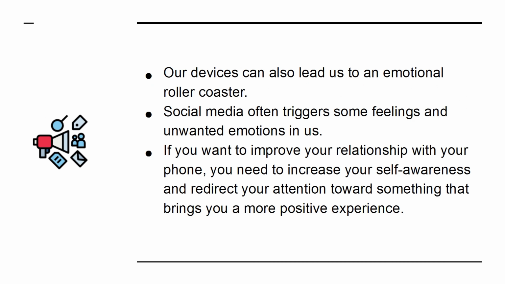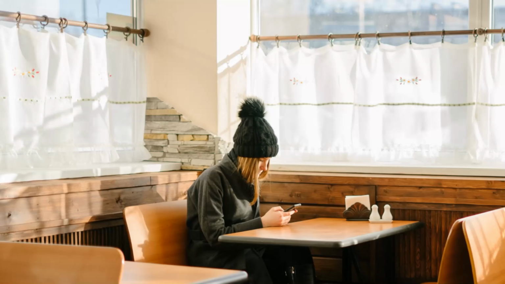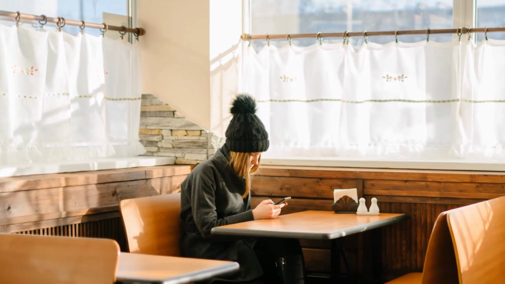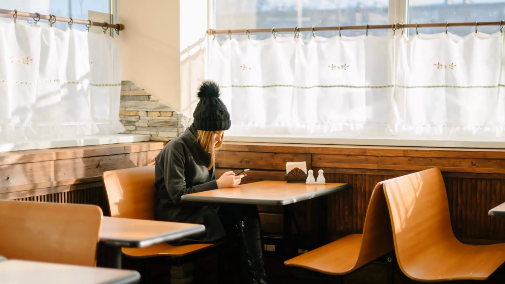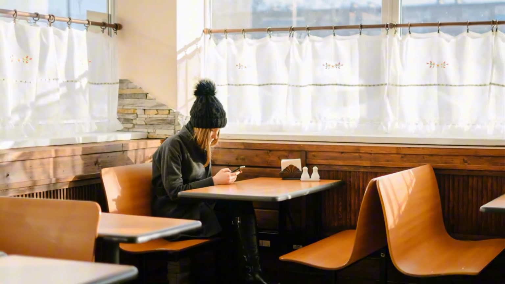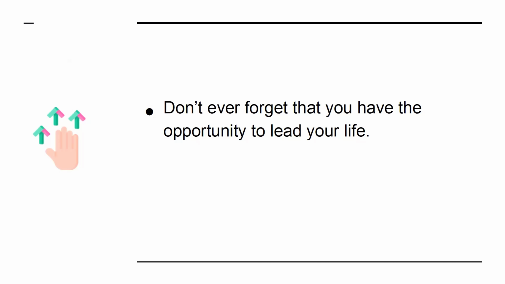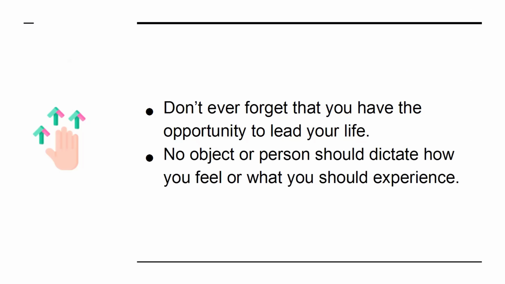If you want to improve your relationship with your phone, you need to increase your self-awareness and redirect your attention towards something that brings you a more positive experience. A great way to do that is to unfollow any people that awake frustration, anger, or self-criticism in you. The beauty of social media is that you can be in control if you want and choose to. Don't ever forget that you have the opportunity to lead your life. No object or person should dictate how you feel or what you should experience.